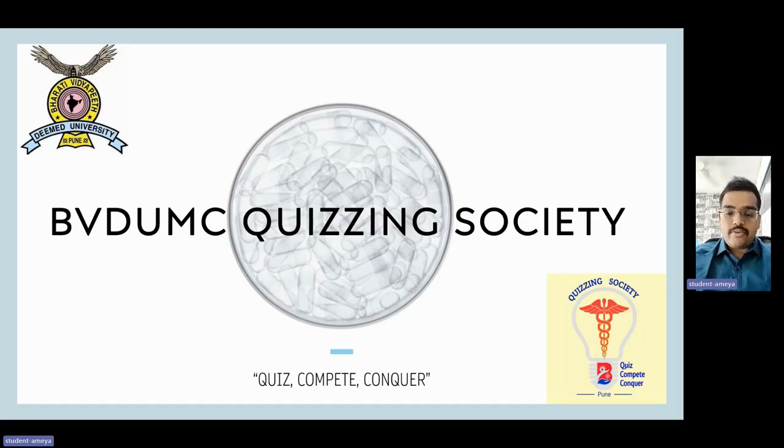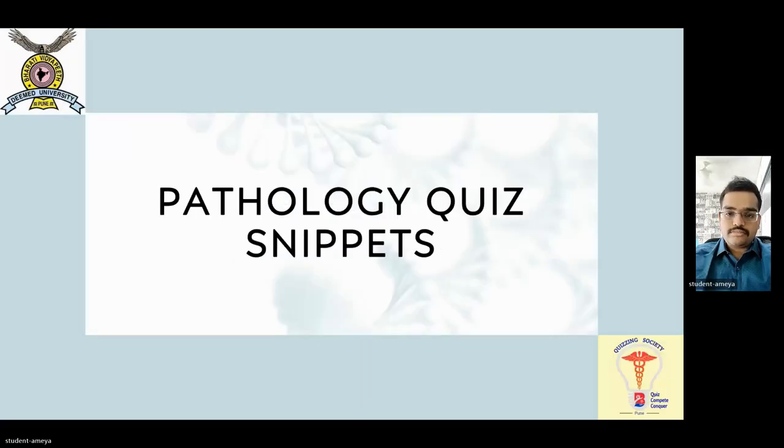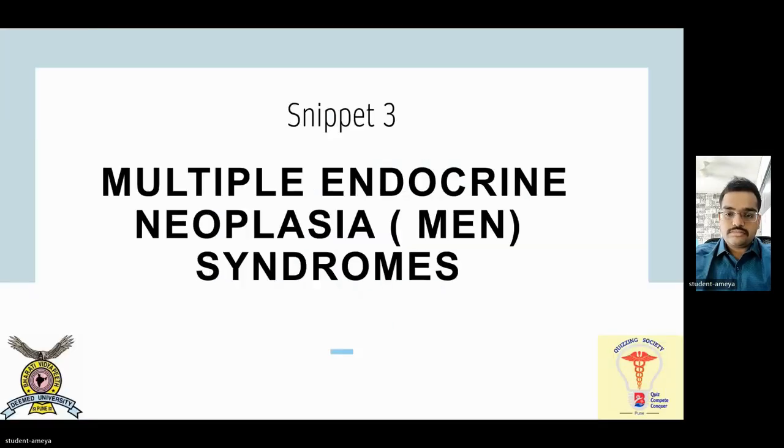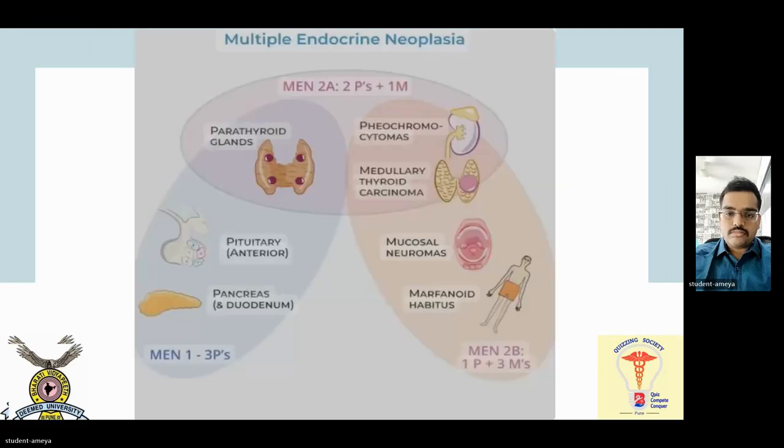So let's get started with pathology snippet 3, MEN syndrome review. So broadly, multiple endocrine neoplasia or MEN are divided into two types, that is MEN 1 and MEN 2. MEN 2 is further divided into three types, MEN 2A, MEN 2B and MEN 4. MEN 2B is also called as MEN 3. Okay, so now let's discuss the individual ones.